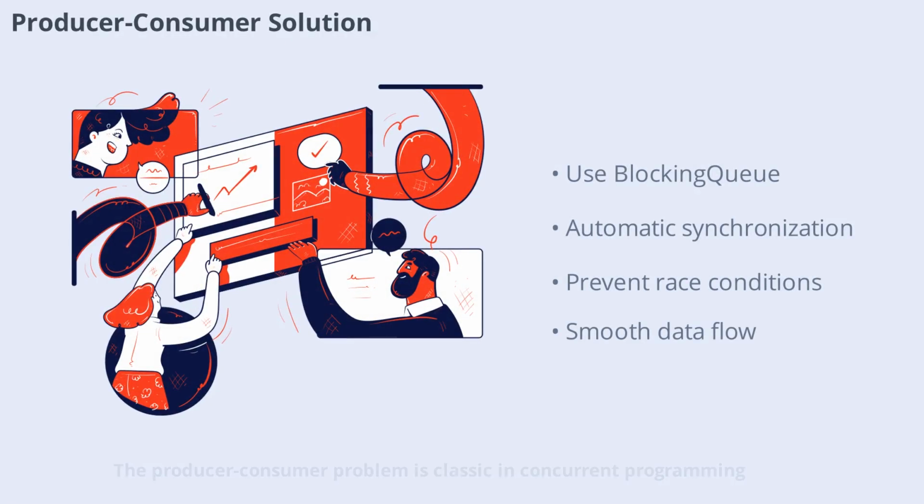The producer-consumer problem is classic in concurrent programming. Use BlockingQueue for a clean and efficient solution. Producers add messages to the queue while consumers take messages from it. This approach handles synchronization automatically, preventing race conditions and ensuring smooth data flow between threads.